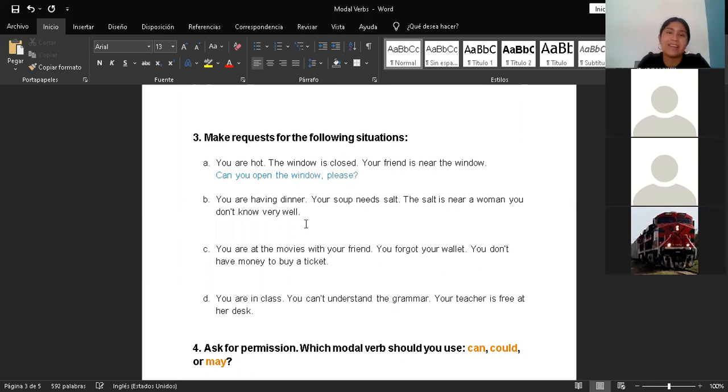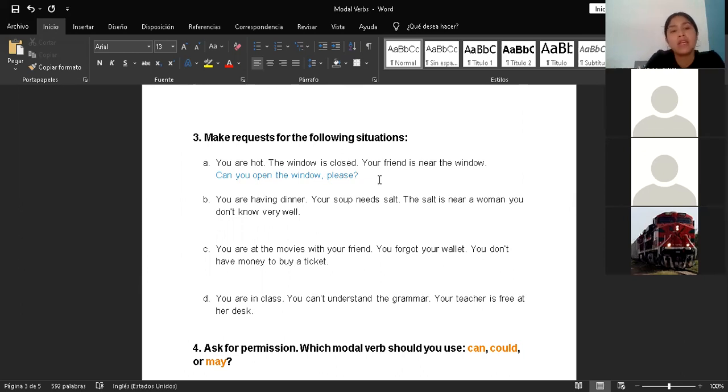Okay. Now, this is what you have to do, okay? So then you have context B, and it says, you're having dinner, your soup needs salt. The salt is near a woman you don't know very well. A woman you don't know very well. So take that into consideration, okay?